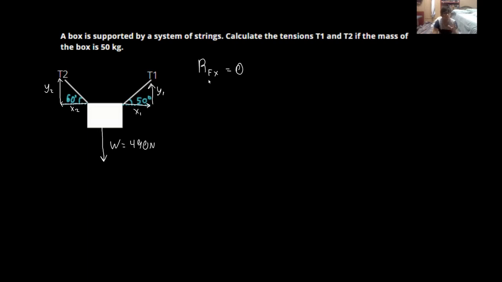So, what are the horizontal forces? Ito, mga ito. Diba? Ano ang horizontal force ng tension 1? Tama, ang horizontal force ng tension 1 ay x1 is equal to T1 times cosine ng angle dito, 50 degrees. Dito naman sa x sub 2, this is T sub 2 times cosine of 60 degrees.